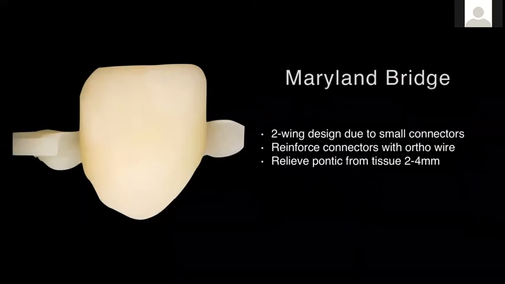So this is the 2-wing Maryland bridge that Dr. Scramstead designed and ultimately milled. You can reinforce the connectors with ortho wire if you want. You have to relieve the pontic from the tissue surface by about 2 to 4 millimeters, depending on how much grafting is done. So if you're doing a lot of bone grafting, a lot of tissue release, then relieve it by 4 millimeters. If you're not doing that much, then relieve it by 1 to 2 millimeters.